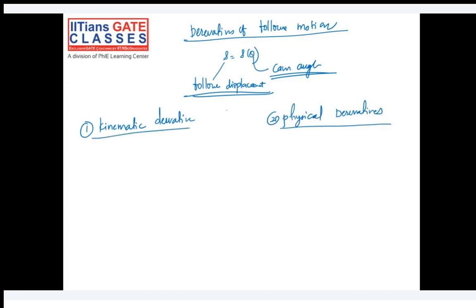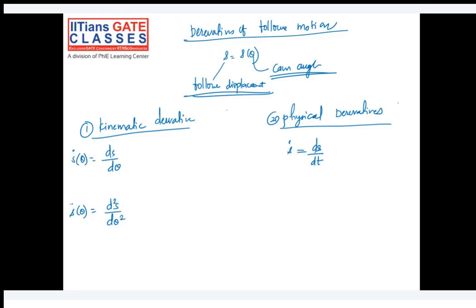Physical derivatives like S dot is equal to ds by dt. And kinematic derivative would be like ds by d theta. First derivative, S dot theta can be written as ds by d theta. S double dot of theta can be written as d square s by d theta square. S dot t here, we are taking with respect to t. Remember, with respect to theta here, with respect to t here.